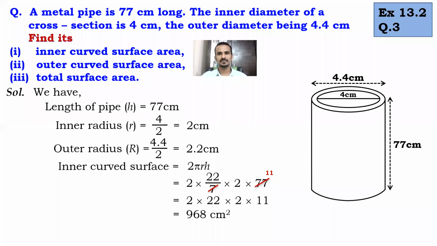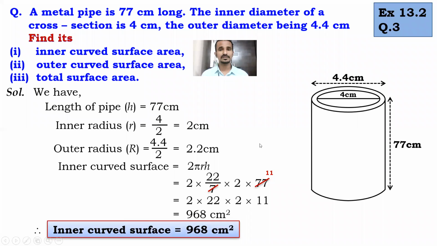968 centimeter square. विहान, आपने एक multiplication आपको और करना है. One number you have to multiply more. You have to multiply by 4, I guess. You do 11 into 22 first. Now you do 4 multiplied by 4. So here we get the inner curved surface area. Inner curved surface area is 968 centimeters square. That's our first answer.